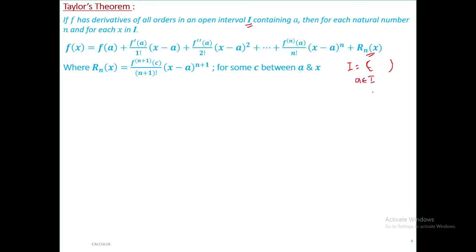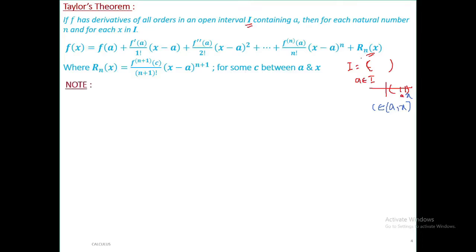For example, look at this. This is my interval, and somewhere here I am taking A. C between A and x means somewhere here you take x. So this is my x. Now in this interval between A and x, C is coming. C belongs to that interval. That means C should exist after A. At that C, you have to compute the n plus 1 derivative, divided by n plus 1 factorial into x minus a whole power n plus 1, for some C between A and x. For that C only, this Rn of x will be satisfied.